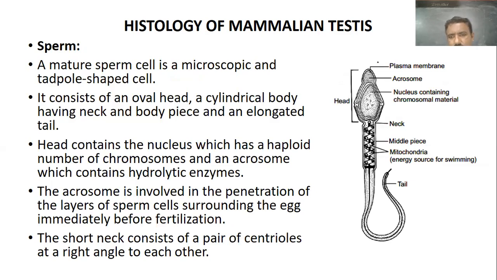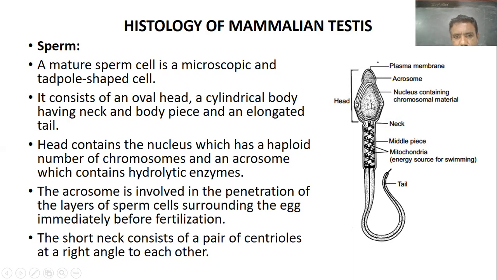Then come to the structure of the sperm. The mature sperm is microscopic in structure, and it is a tadpole-shaped cell. It consists of an oval head, a cylindrical body having a neck and a middle piece, and an elongated tail. The head consists of a nucleus.